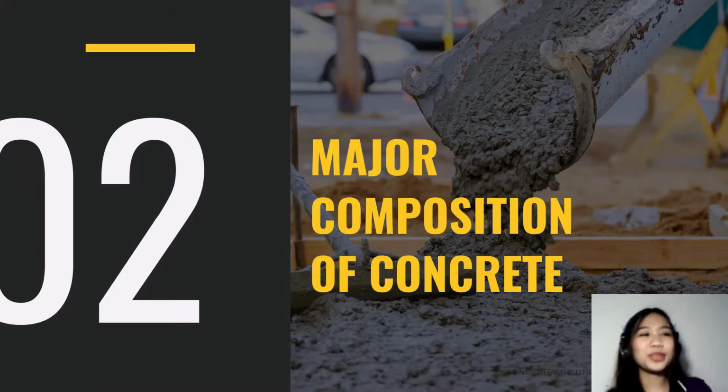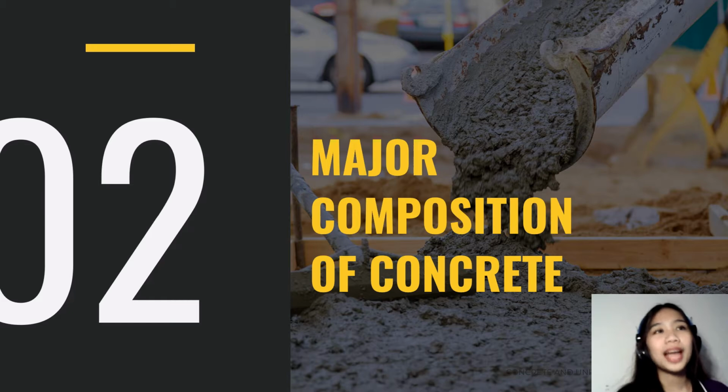Ngayon naman, dumako naman tayo sa major composition of concrete. So, sinabi ko kanina, dun sa formula na meron tayong four composition ng concrete. Meron tayong binding material, which is the cement. And meron tayong aggregates, which is yung coarse and fine aggregates, pwedeng gravel or sand. And next is admixtures, and lastly is water. Dito naman, malalaman natin ano nga ba yung mga function ng mga ingredients na to sa ating concrete.